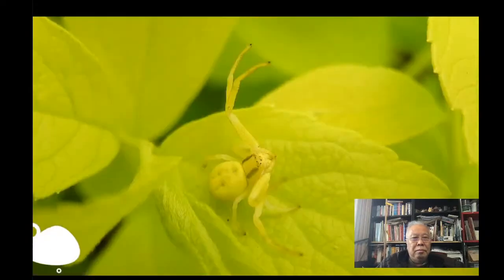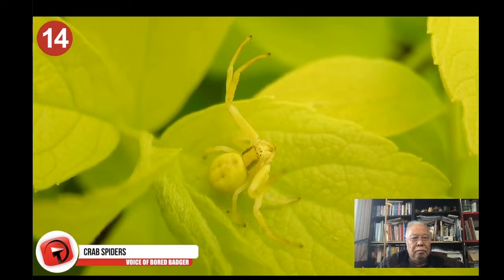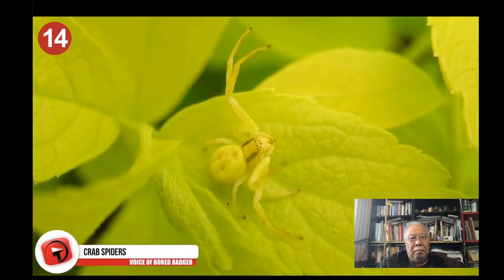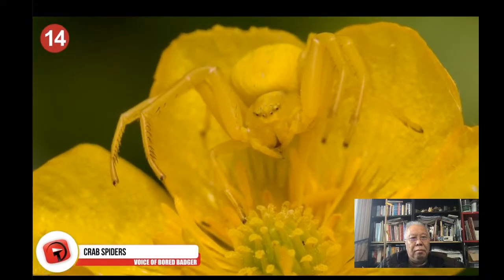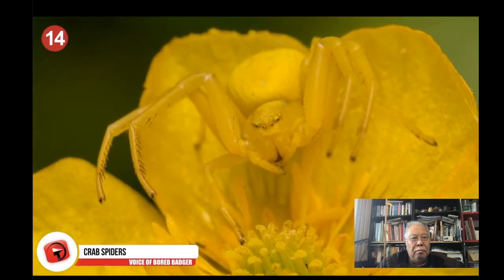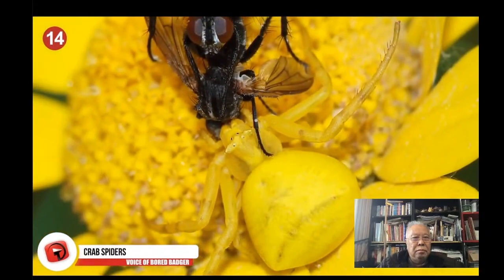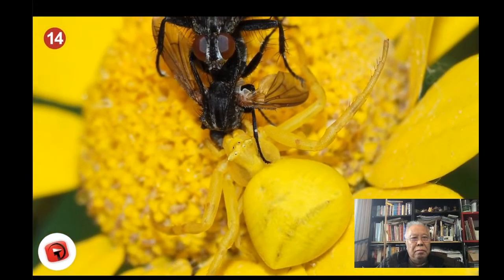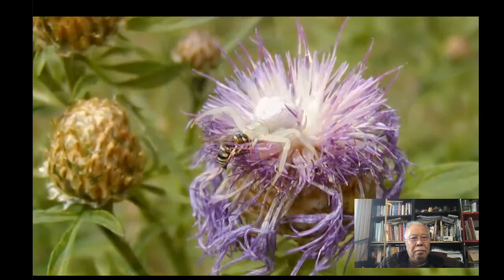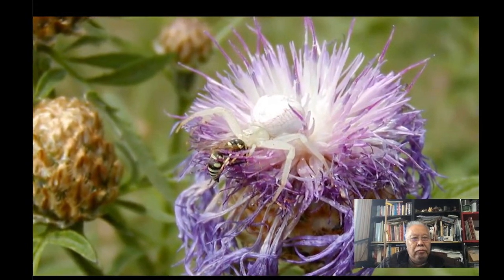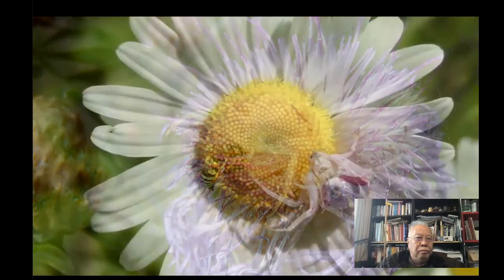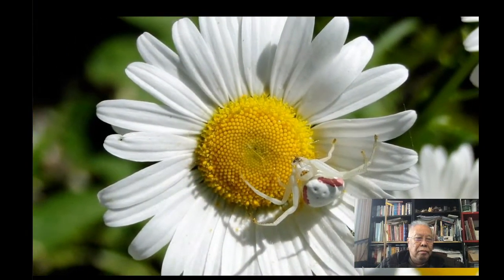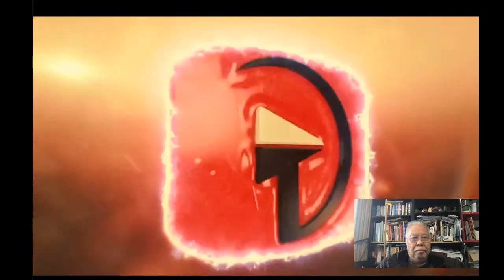Number 14, crab spiders. Many species of spider, like the crab spider shown in this image, use camouflage as both a defense mechanism and as a stealthy way to sneak up on unsuspecting insects. Because spiders have a variety of predators, camouflage is one of the best ways to evade their foes. Furthermore, a spider will often blend in with the colors of a flower or a plant to get up close and personal to bees, ants, and other insects that think a trip to their local flower is a safe one.